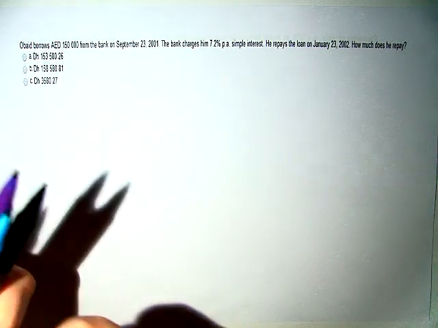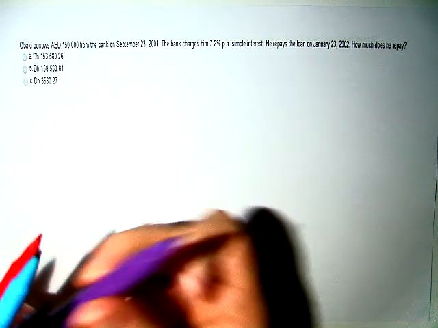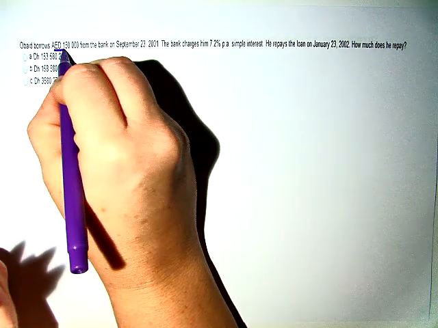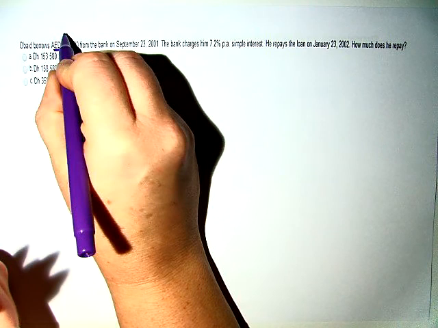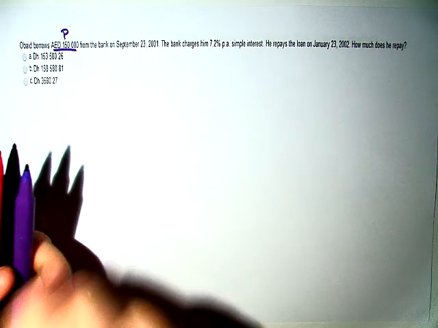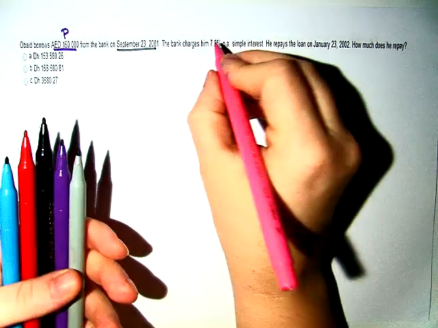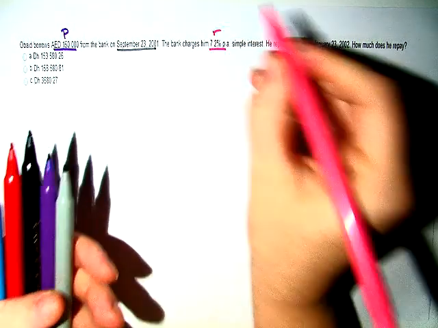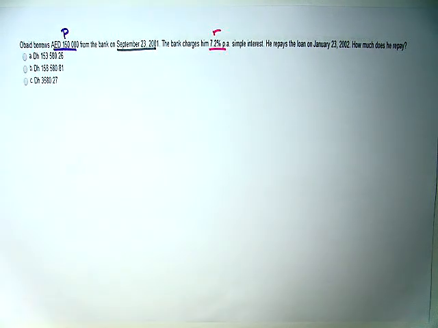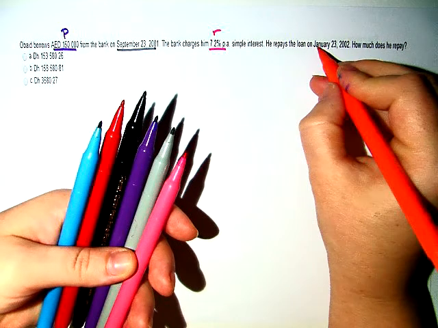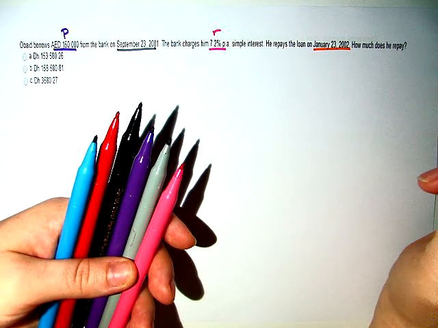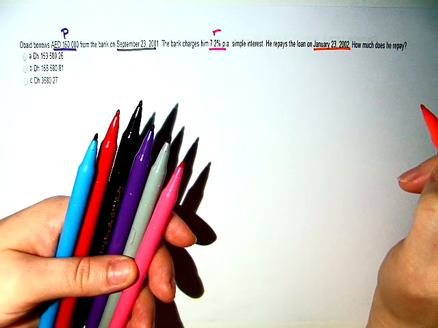Okay, another one. Obaid borrows 1,500 dirhams from the bank. Okay, so once again, we're going to be looking at our principal. On September 23rd, 2001. So this is the starting time. The bank charges him 7.2% simple interest. That's my rate. And he repays the loan on January 23rd, 2002. How much does he repay?